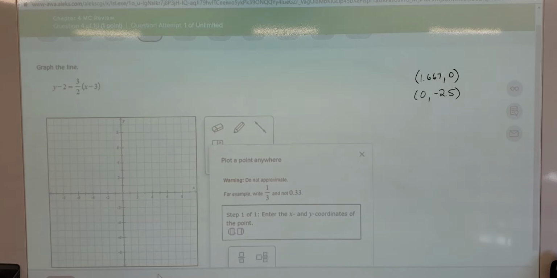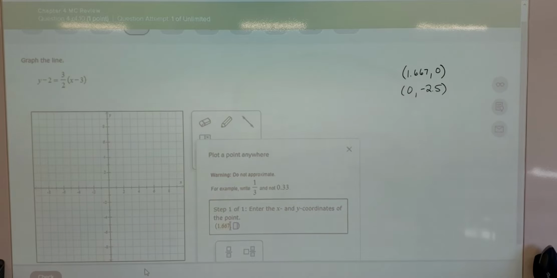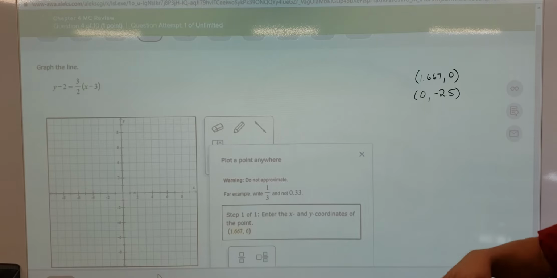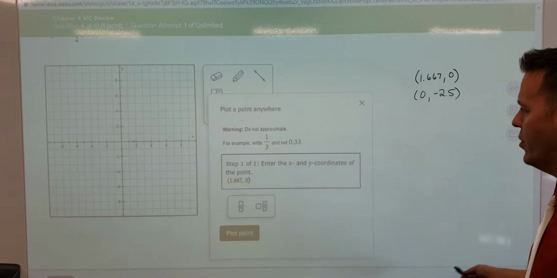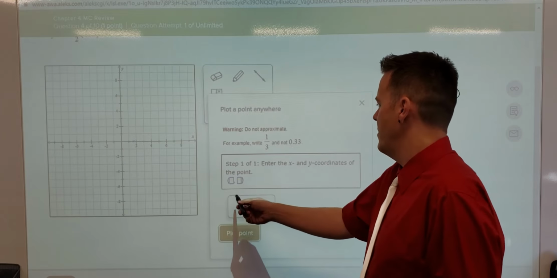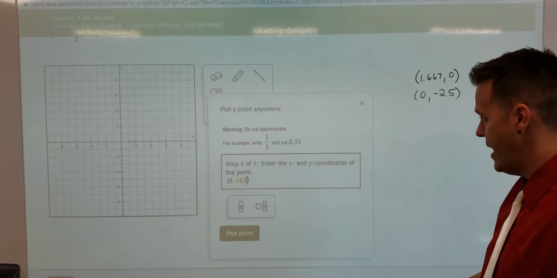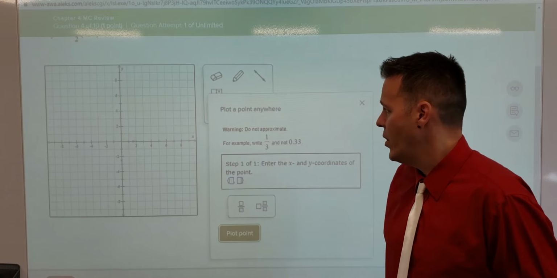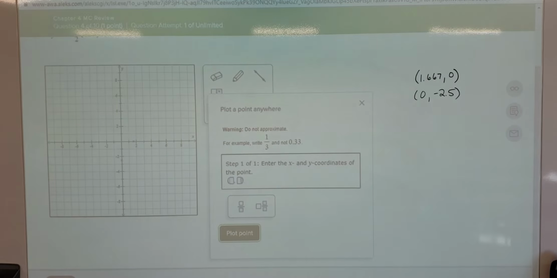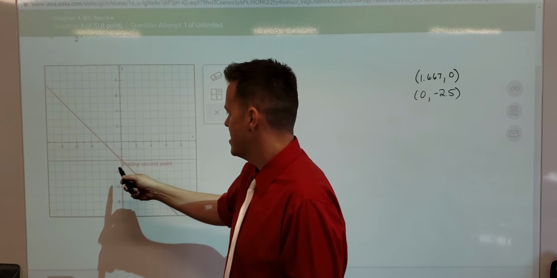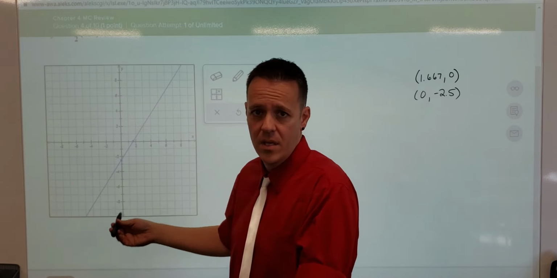Alright, so it's going to be 1.667, because I would like to test this theory out to make sure it's going to work, and then 0, and there's 1 point right there. What you do is hit add point, and it'll have it, and then my other point here is going to be 0, and then it's negative 2.5, and I would plot that point. Now the key factor here is then you would just take this random line right here, touch the point, touch the second one, there's your graph.